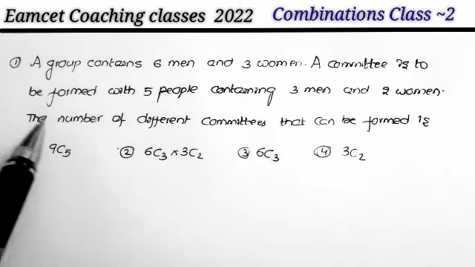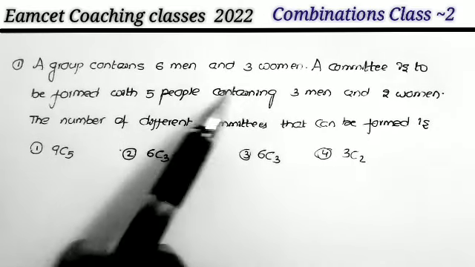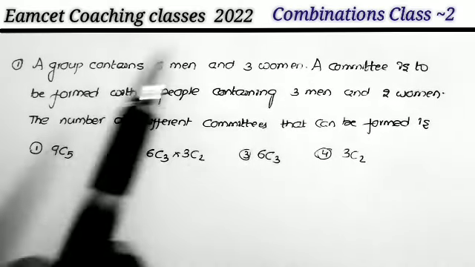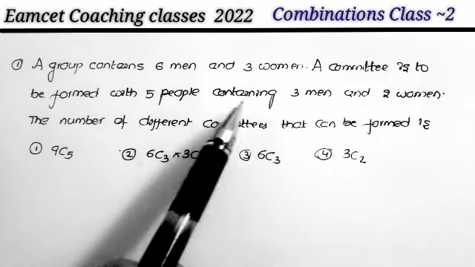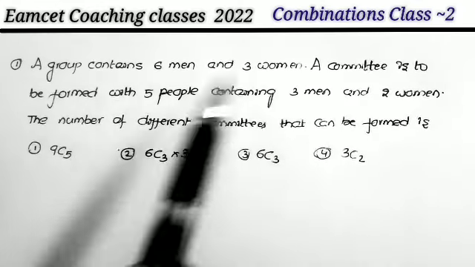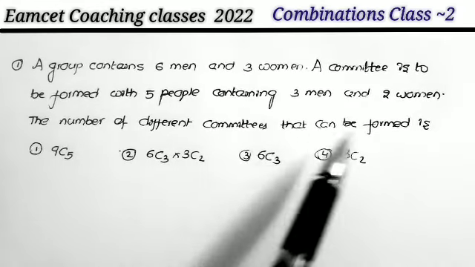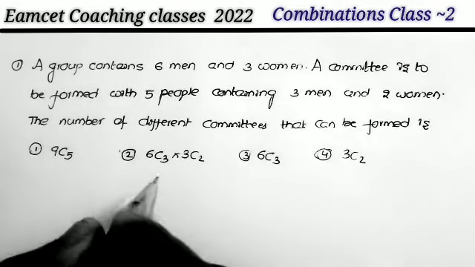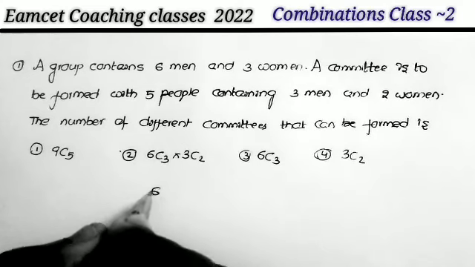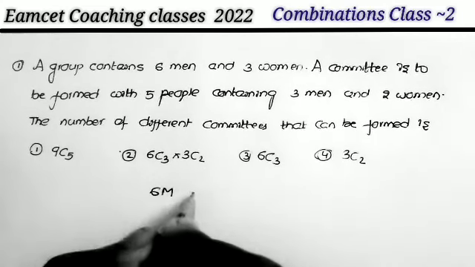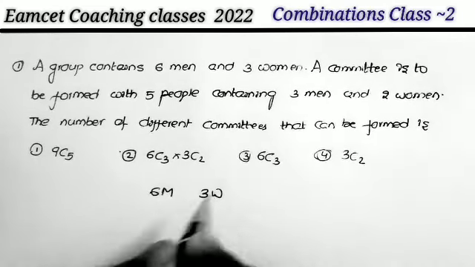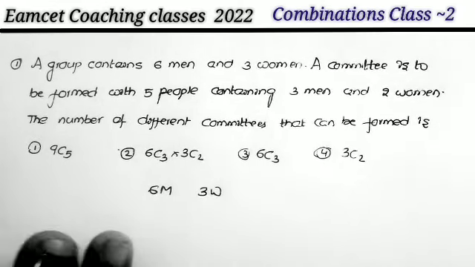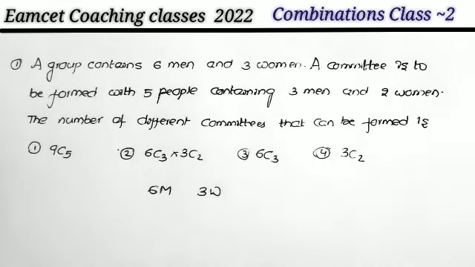The first one: a group contains 6 men and 3 women. A committee is to be formed with 5 people containing 3 men and 2 women. Then the number of different committees that can be formed is equal to. Given that a group contains 6 men and 3 women, the number of men is 6 and the number of women is 3.